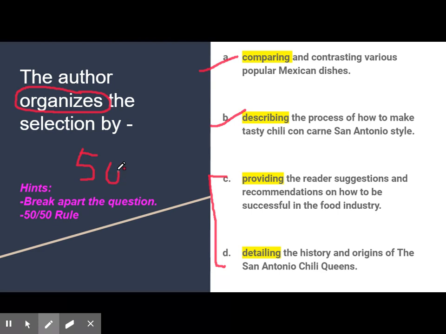Remember, before you make a selection, it's always important to go back into the text.